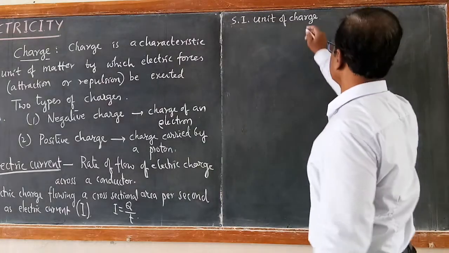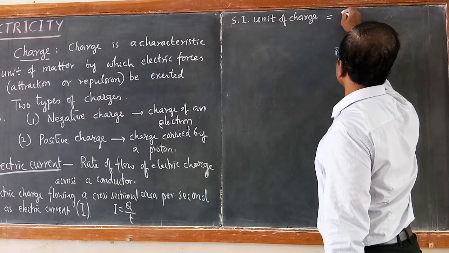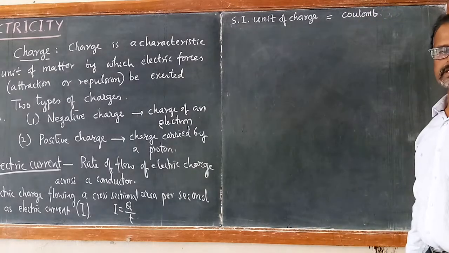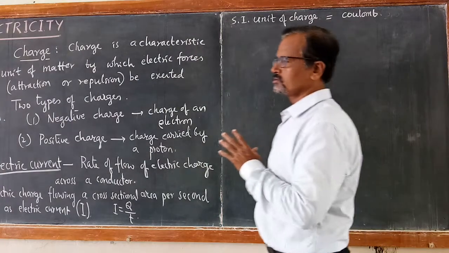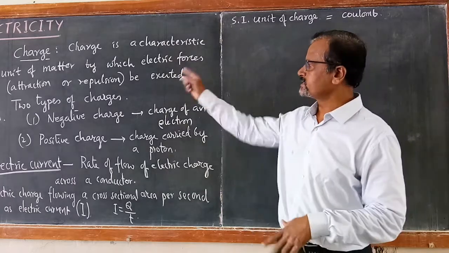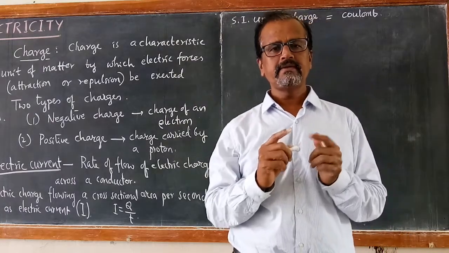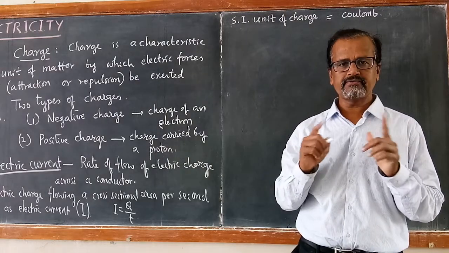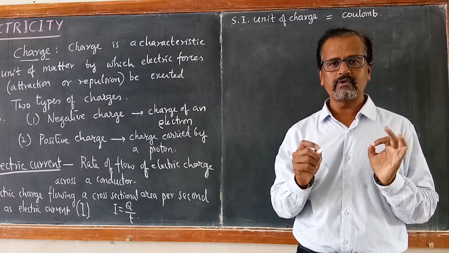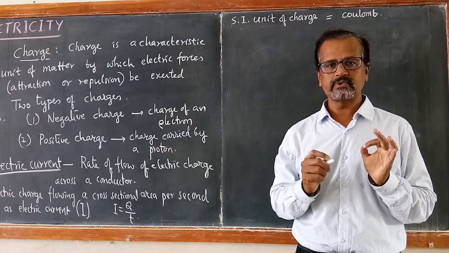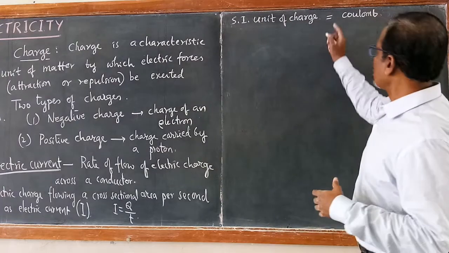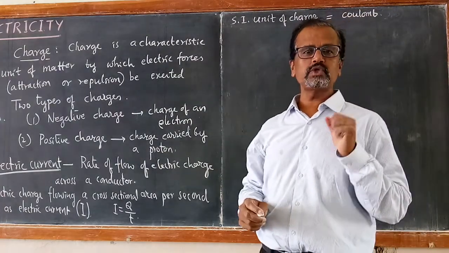The SI unit of charge is coulomb, C-O-U-L-O-M-B. Coulomb is the scientist who formulated a law between the charges. He explains the force of attraction between unlike charges and the force of repulsion between like charges. That is learned as Coulomb's law of electric forces, which you are going to learn in 12th standard. So, in his honor, the unit of charge is taken as coulomb.